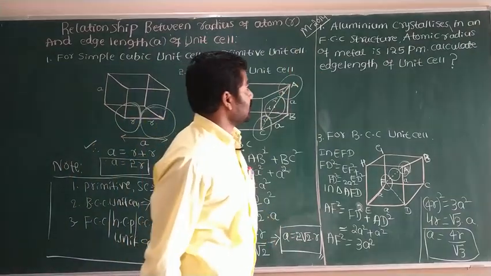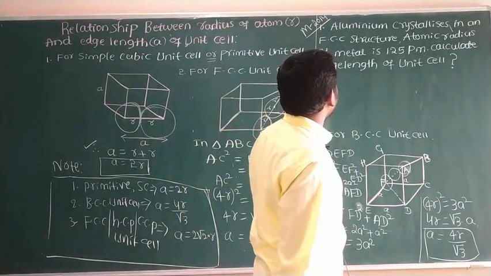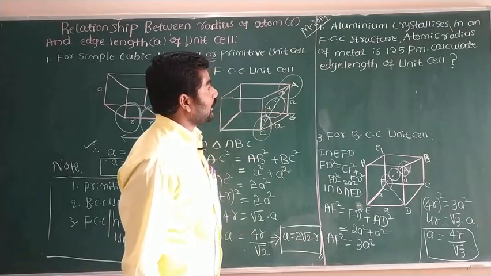Go through the problem. What is given? Aluminum crystallizes in an FCC structure, atomic radius of the metal is given as 125 picometer.